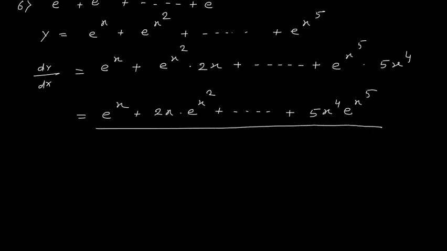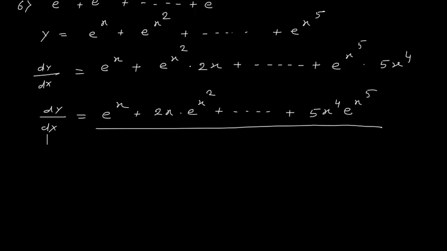This is our derivative dy upon dx. So dy upon dx is e power x plus 2x e power x square plus, in the same way, we have 5 x power 4 e power x power 5.